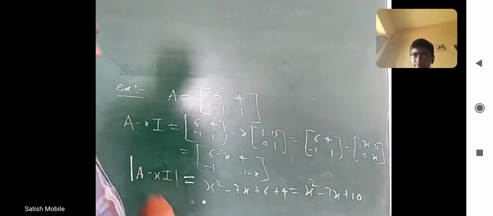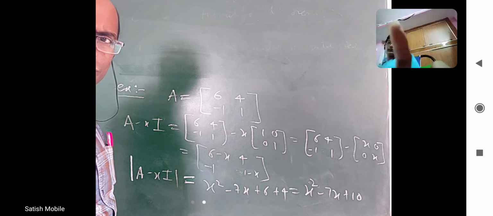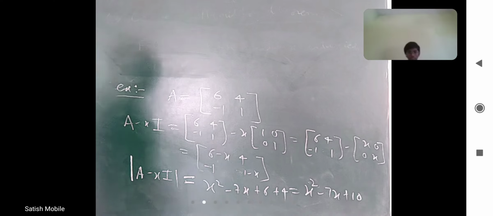Due to glare, somebody is not able to see some part of the board. You are able to see the board. Okay, that's fine.